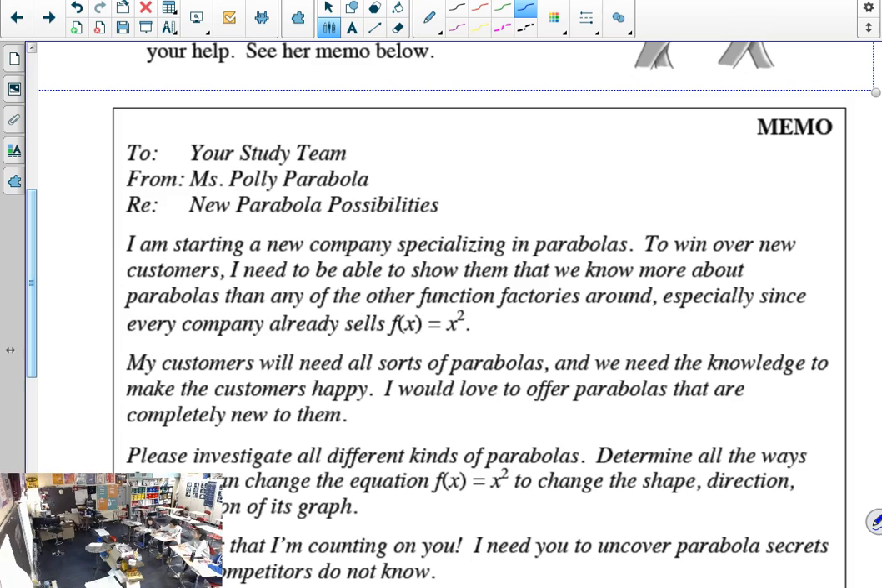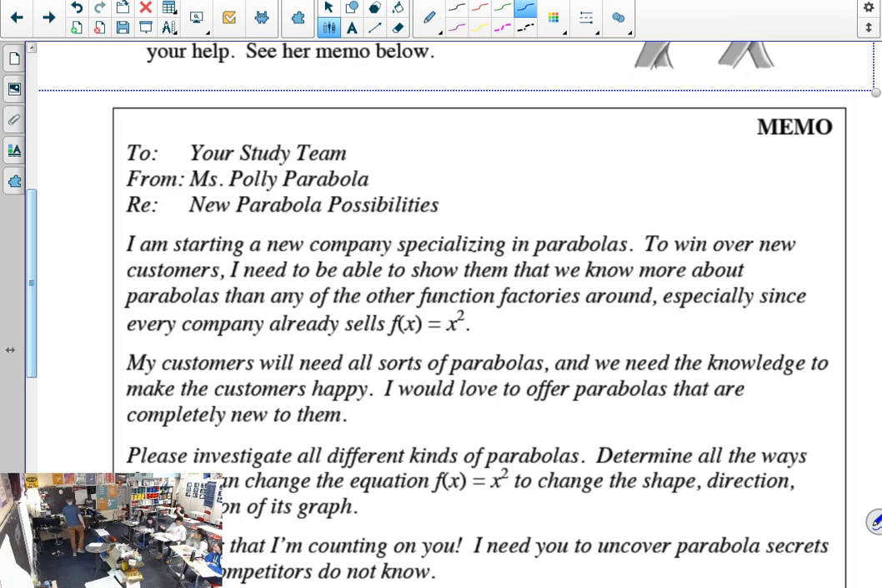I'm starting a new company specializing in parabolas. To win over new customers, to be able to show them that we know more about parabolas than any of the other function factories around. Especially since every company already sells f of x equals x squared. My customers will need all sorts of parabolas, and we will need the knowledge to make the customers happy. I would love to offer parabolas that are completely new to them.